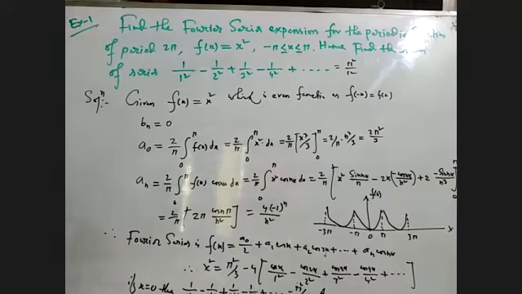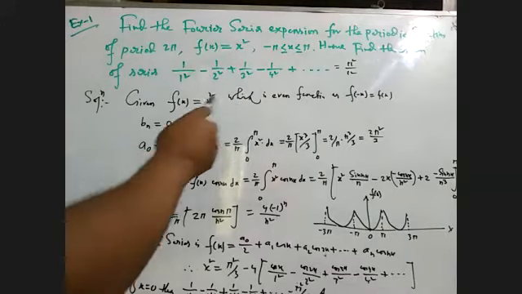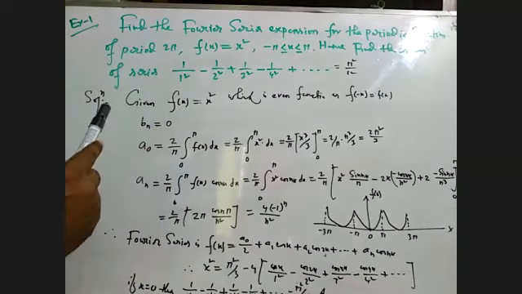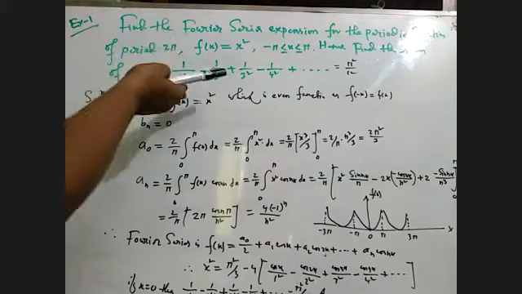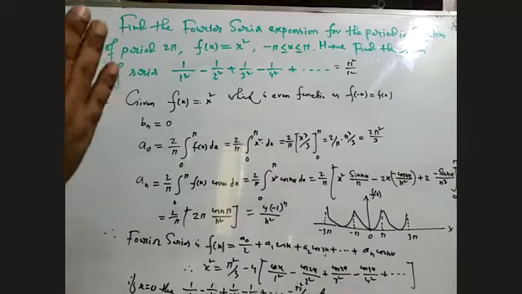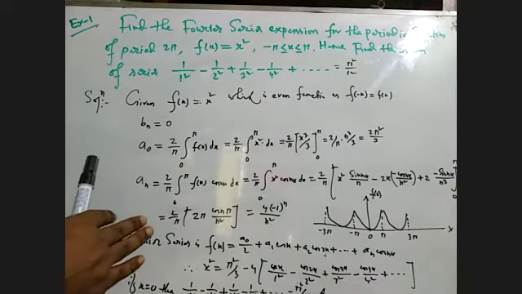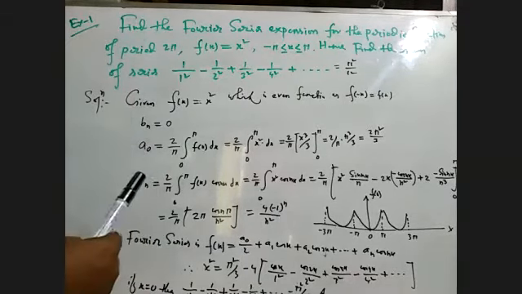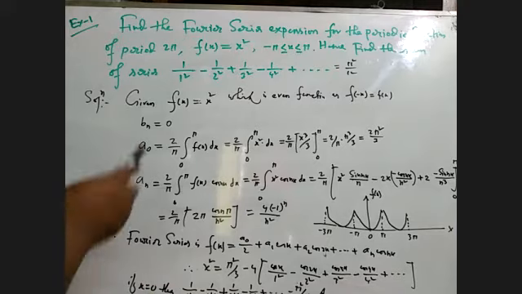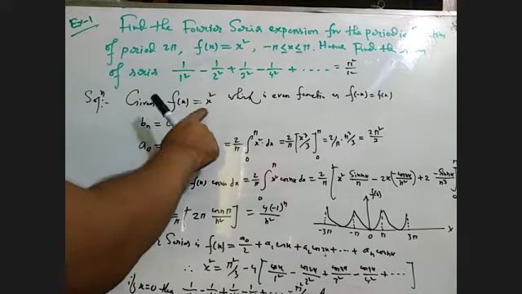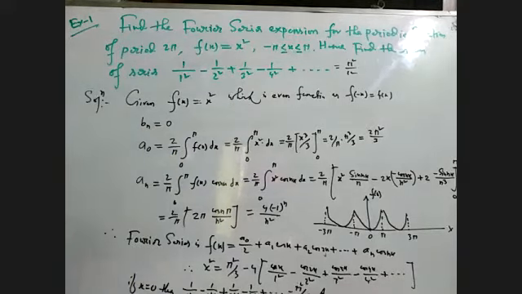If bn... if the given function is an even function, we must know bn equals 0. Before this, we have given two cases: one for the expansion of an even function in Fourier series, and then the expansion of an odd function in Fourier series. Because the given function is even, bn equals 0. But if the given function is odd, then an equals 0. Remember it.